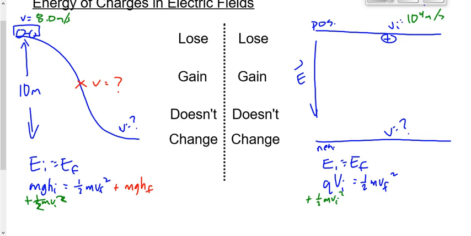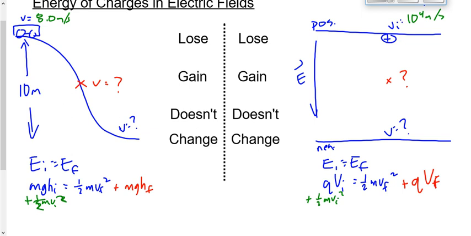What if I wanted to find the speed of this particle halfway across, halfway between the top plate and the bottom plate? Still potential and kinetic at the beginning? Yes. I still have kinetic when you're partway across? Yes. Anything else? Potential. Except it's not gravitational potential, it's electric potential.